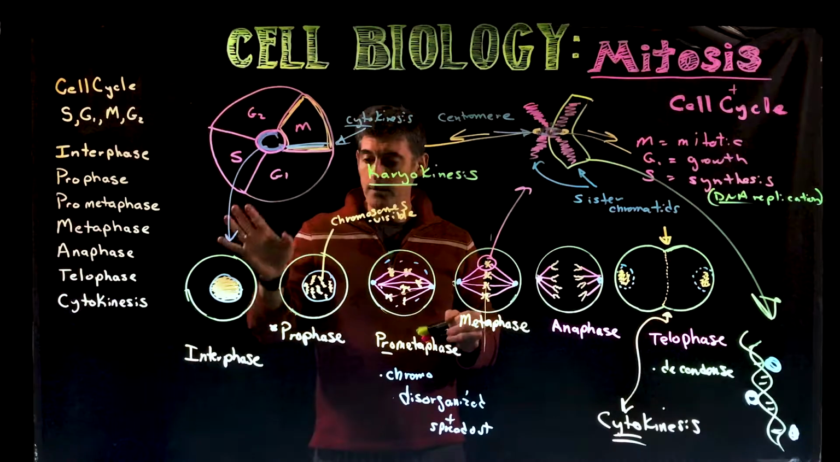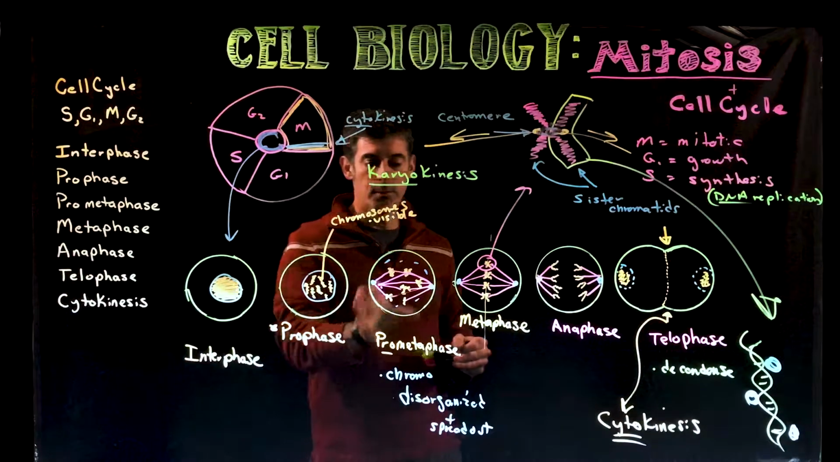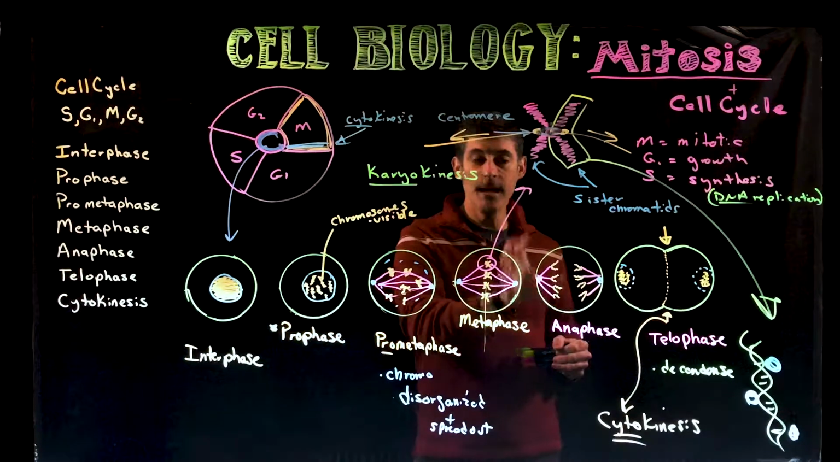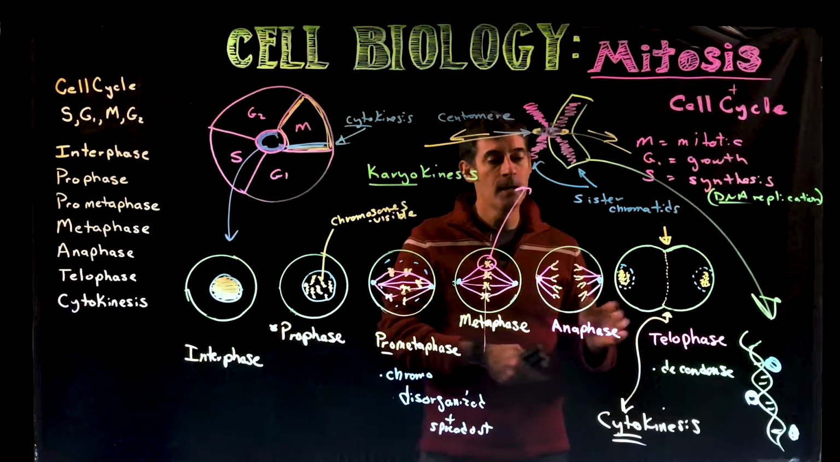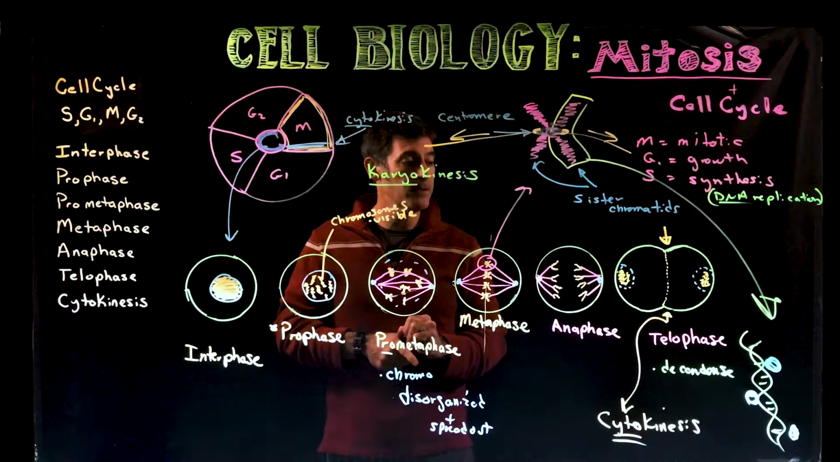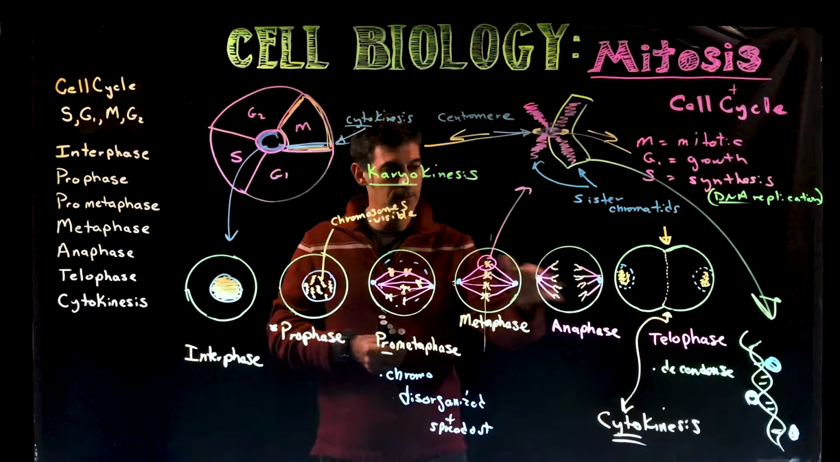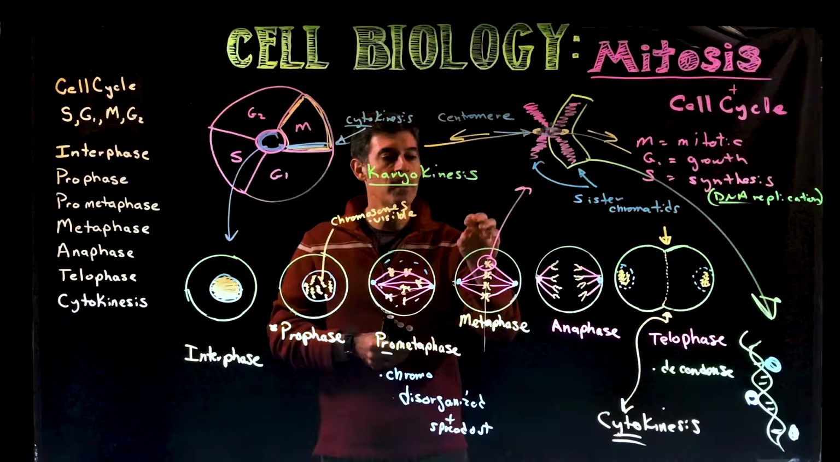So you need to know the names of these phases: interphase, prophase, prometaphase, metaphase, anaphase, and telophase. Be able to sketch them out. You should be able to identify sketches of them if they're placed in front of you. You should be able to explain in general what's happening during each of these stages with the chromosomes.